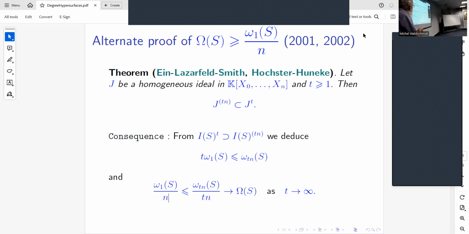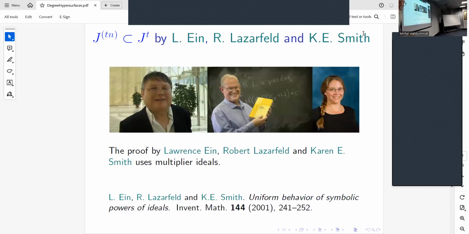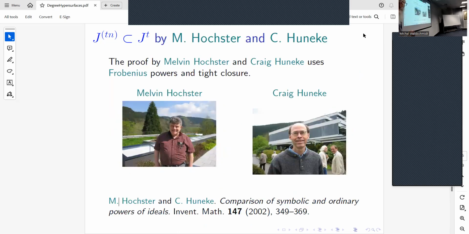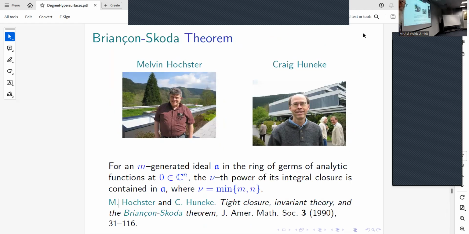So they solve the containment problem, which is to show that J^(rn) is contained in J^n. This is a big project, which I must say I do not understand yet the proof of, but I want to study it. And there are two proofs, one by Ein, Lazarsfeld and Smith using multiplier ideals, and there is a book by Lazarsfeld on this topic. And the other method is by Hochster and Huneke, using characteristic p and the Frobenius, and they compare the symbolic power and the ordinary power. So it's a problem which is studied by many people, and especially Hochster and Huneke.